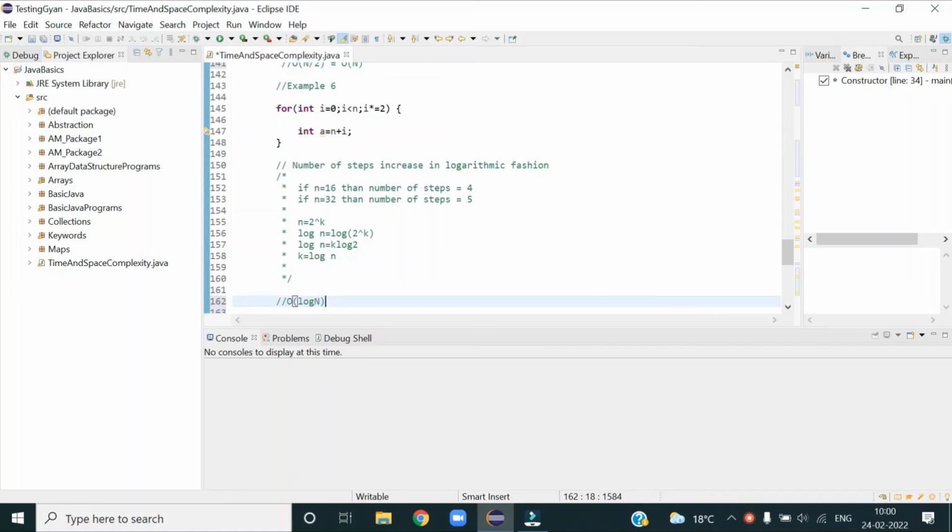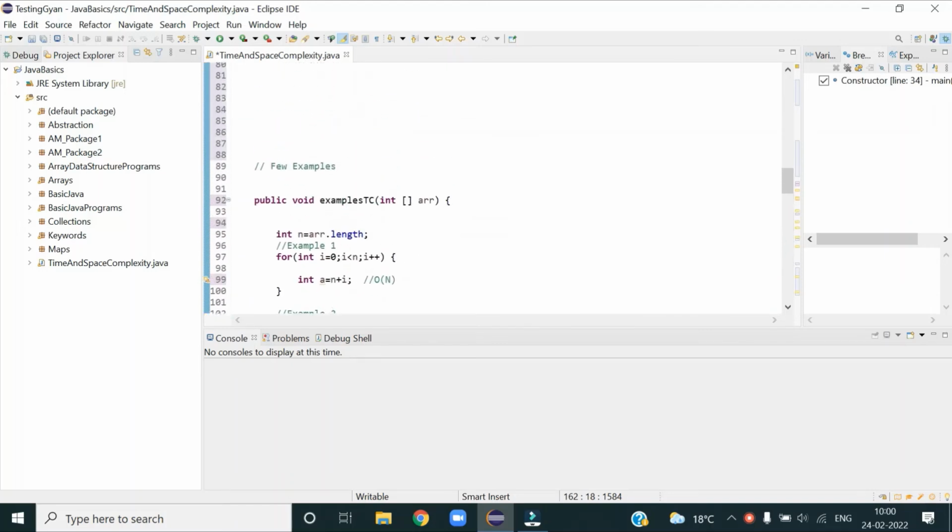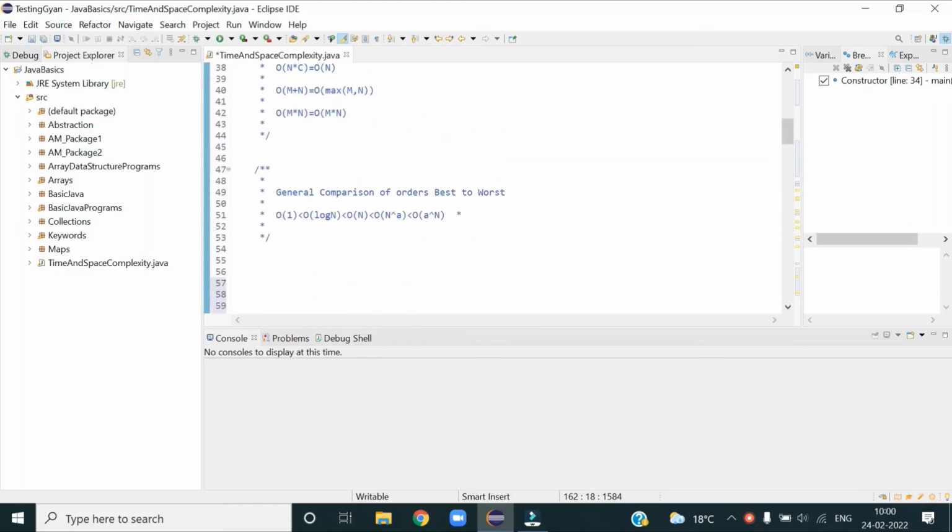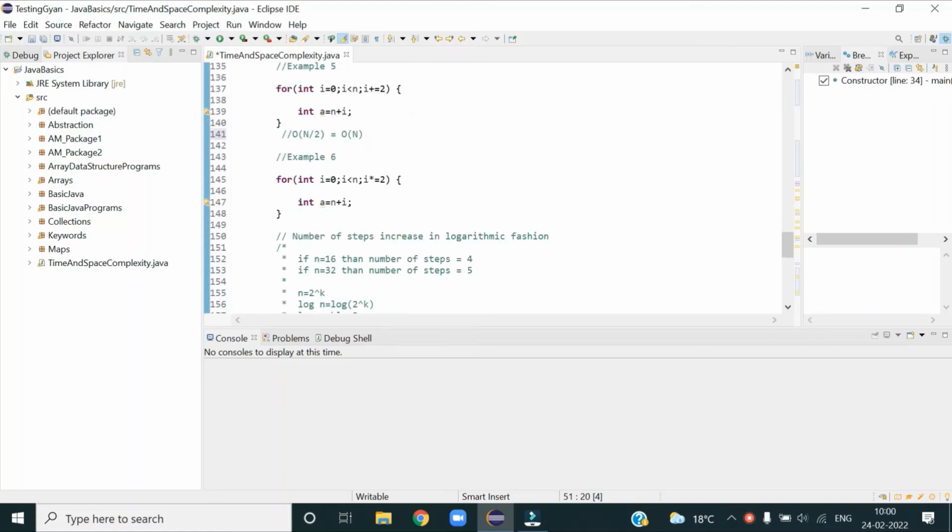And by rule, it's the second best time complexity by this comparison. So this is all about time complexity. We can come across various types of programs, so we should know how to exactly measure the time complexity.